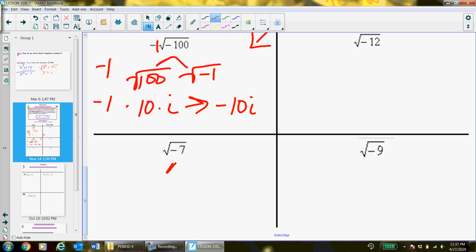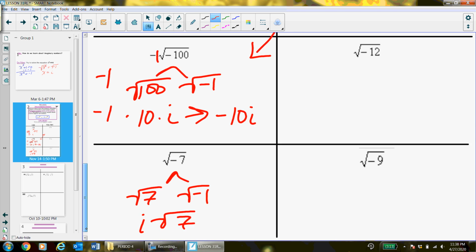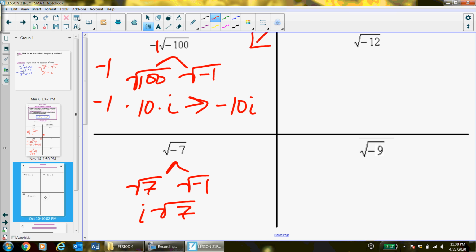Right here, we have radical 7 and radical negative 1. Radical 7 cannot be broken down, but negative 1 can. So this stays as radical 7, but because this negative 1 can be broken down, we're going to bring that i to the front, so that it is not mistaken for being under the radical. So i radical 7. All right, so these 3 try questions on the right are for you to do for classwork. Moving on to the next slide.